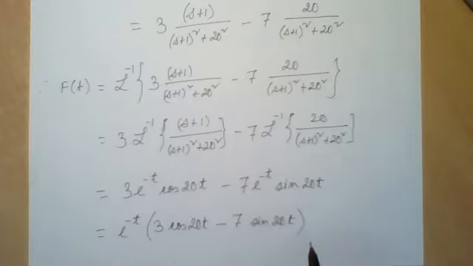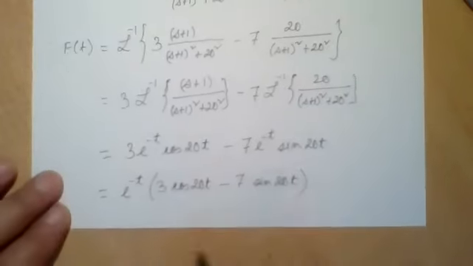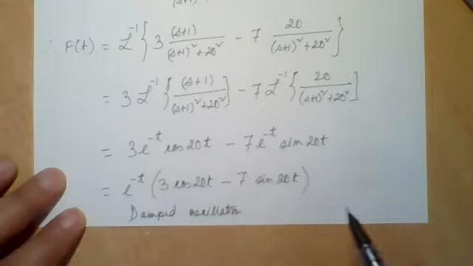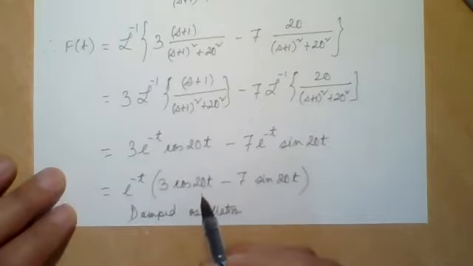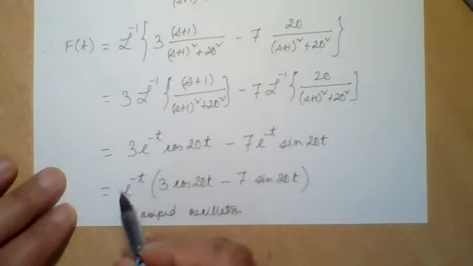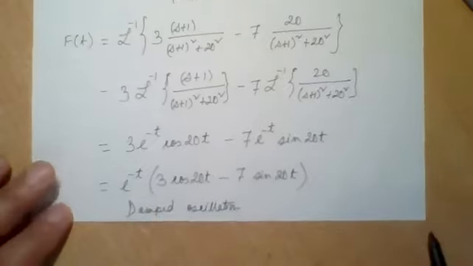And what does it represent? It represents damped oscillation, with angular velocity omega equal to 20. And this is the exponential decay term which leads to damping. Okay, so this is fine.